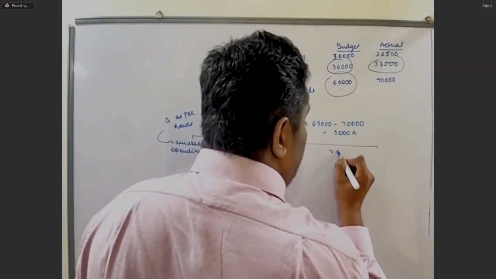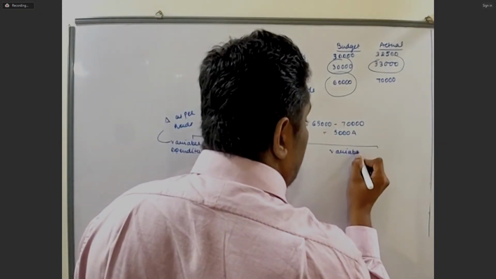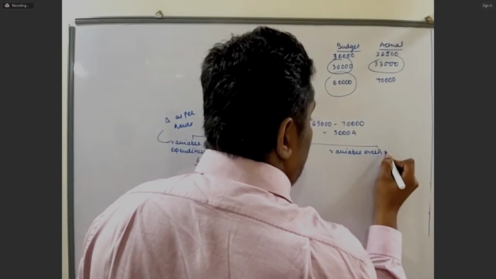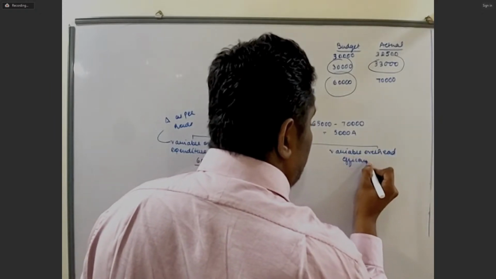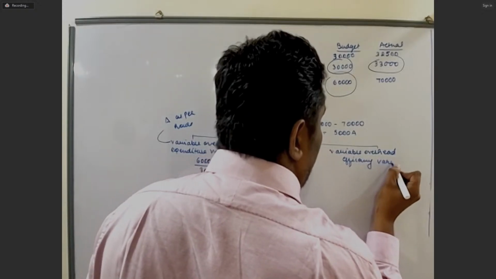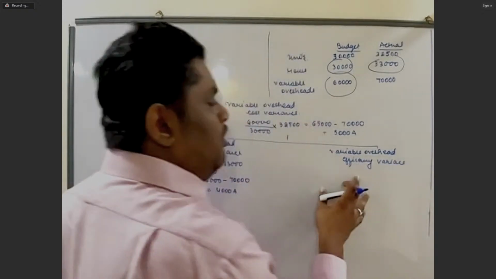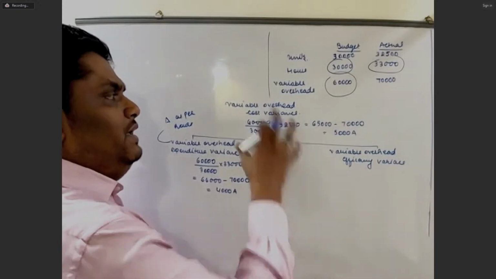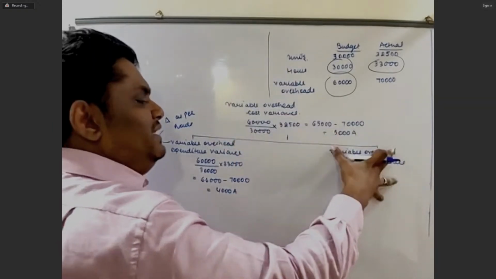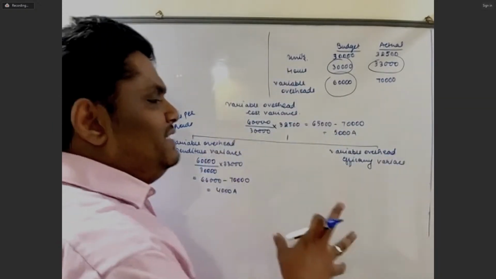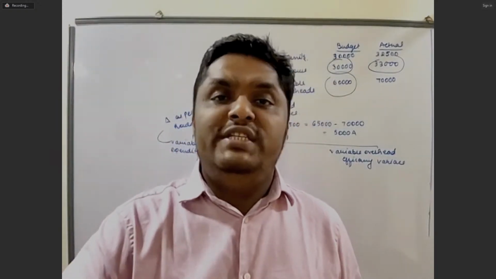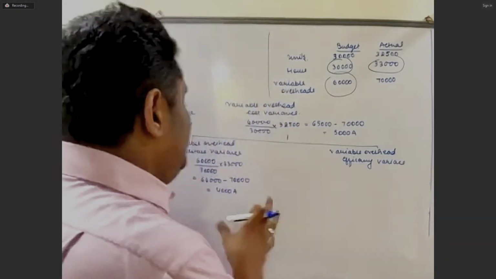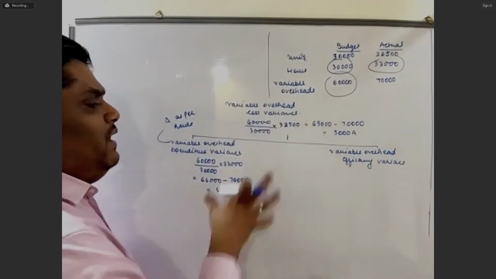When talking about variable overhead, again the concept is similar to fixed overhead. See, this part is same, this part is same. The expenditure variance is different from fixed overhead because variable overheads keep on changing. That's why expenditure variance will be calculated here using hours.